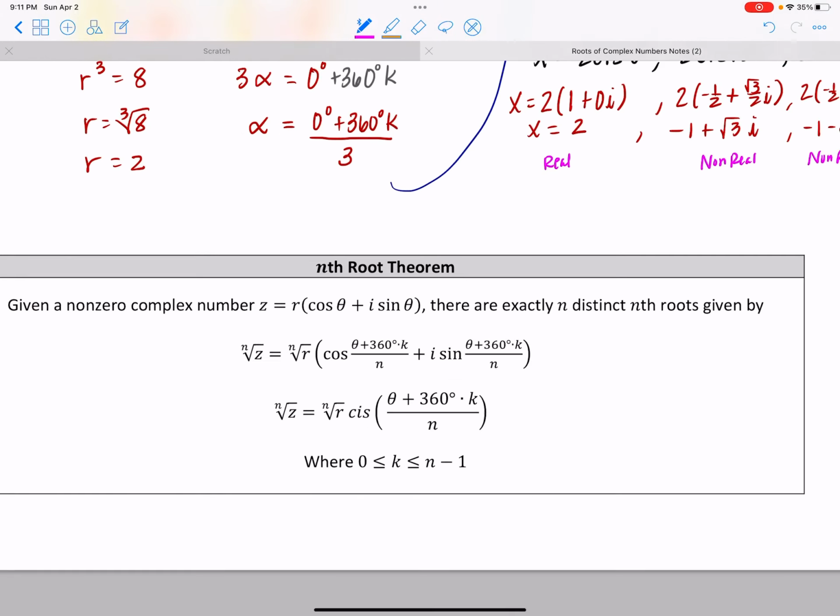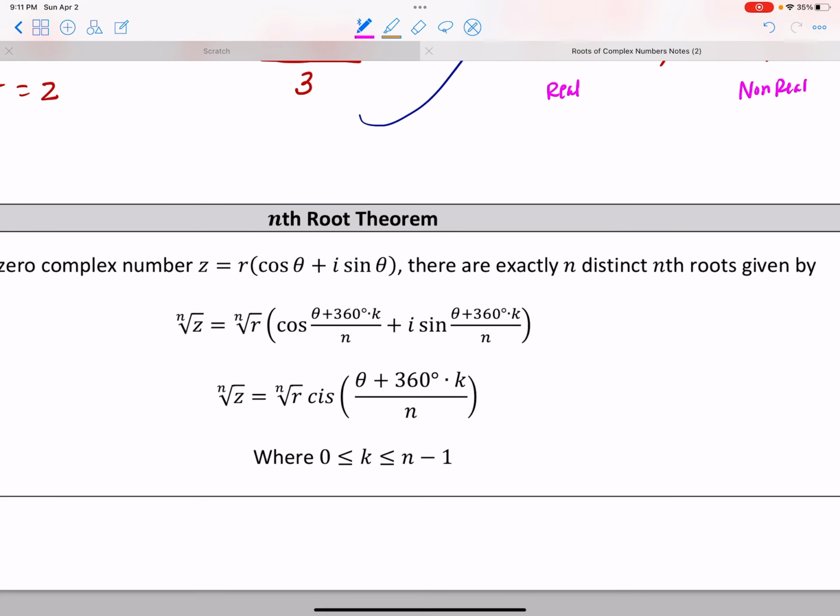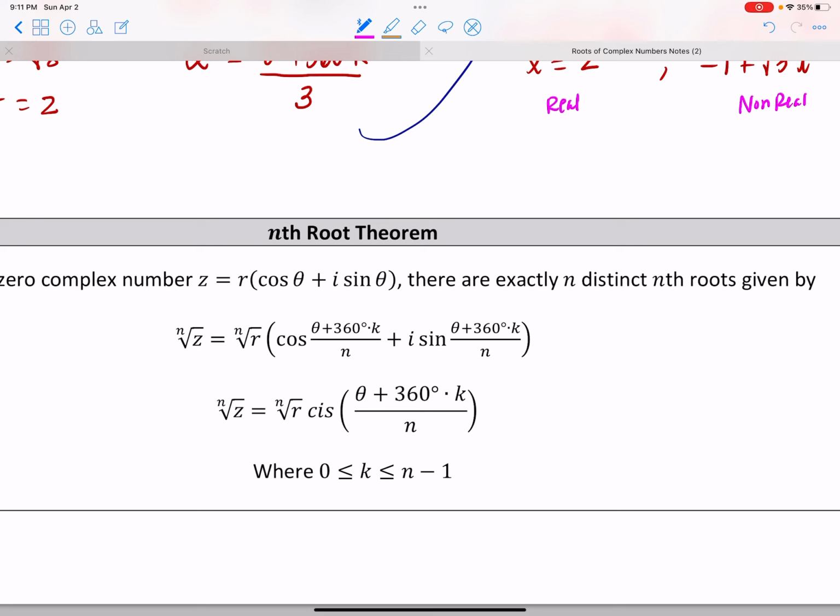But in general, if we have some complex number, we'll call it z, in our polar form, then there are going to be exactly n distinct nth roots. So if I wanted to know the nth root of z, what I need to do is take the nth root of the radius, right?